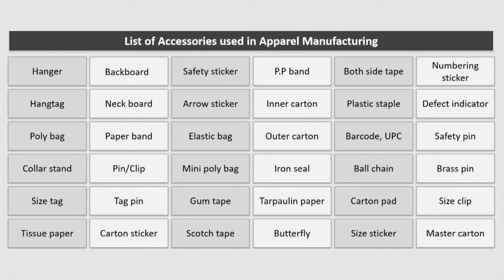On the other hand, garment accessories, as mentioned earlier also, are not directly attached to the garment during the sewing process. These are used to make a garment attractive for sale and packaging. In a word, accessories are used for decorative purposes.